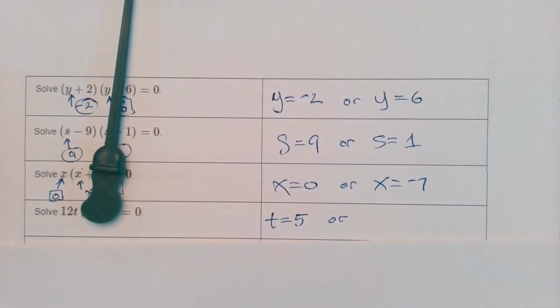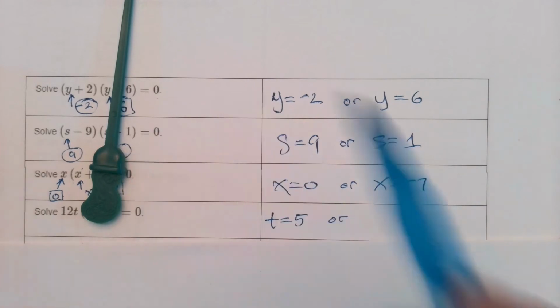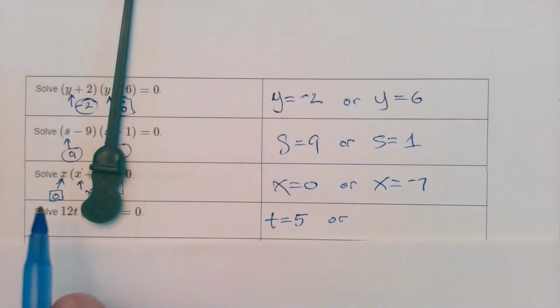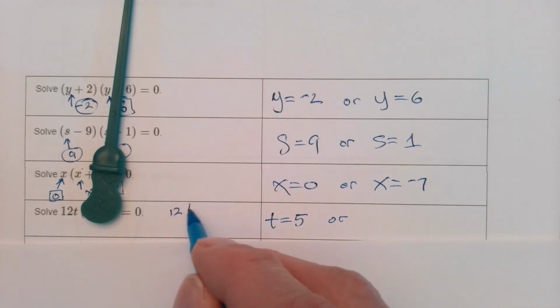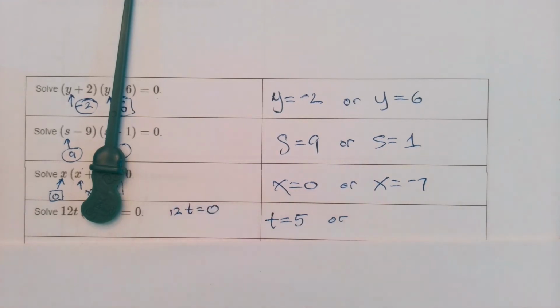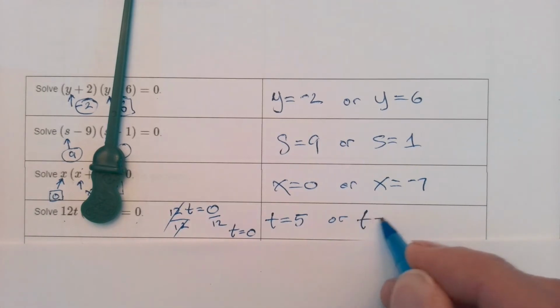Yes, we have a stopper for a coffee cup. And now I have 12t equals 0. If you want to solve that by dividing by 12, you can do that. Divide both sides by 12, and you end up with 0 divided by 12 is 0, so t equals 0. Or you could just ask yourself, 12 times what is 0? It's got to be 0.